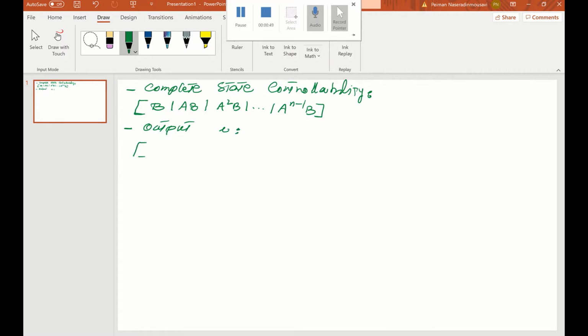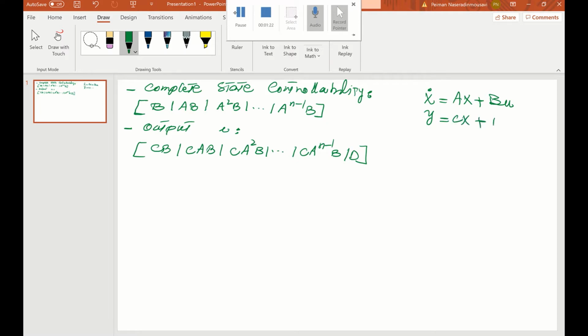So we had to check this controllability matrix: CB, multiplying from the left, CAB, CA squared B, until CA to the power of n minus 1 B, and the D, for the LTI system x dot equals Ax plus Bu, and the output y equals Cx plus Du. That's right. But before going to observability, let me do a trivial example of what I'm talking about.